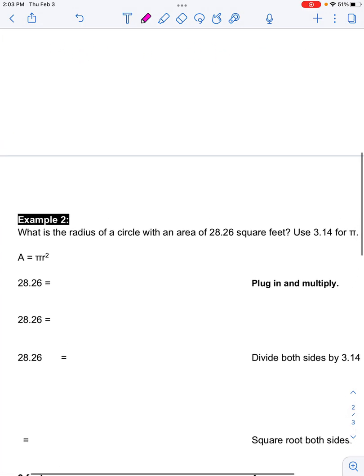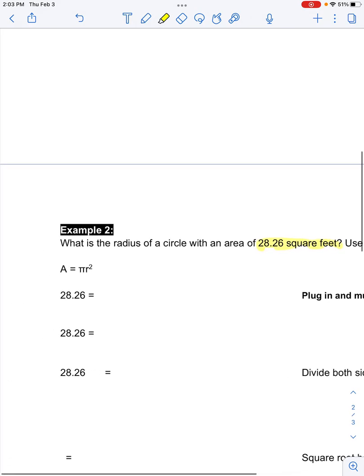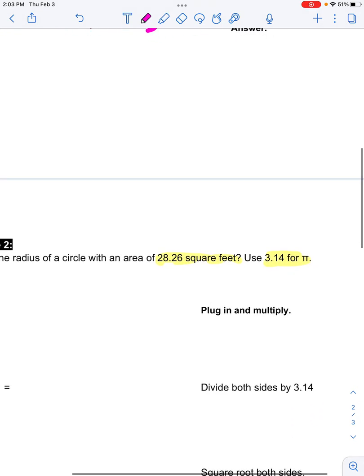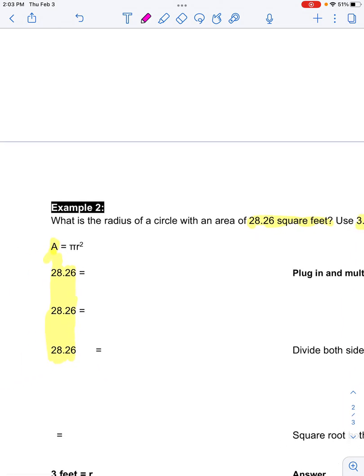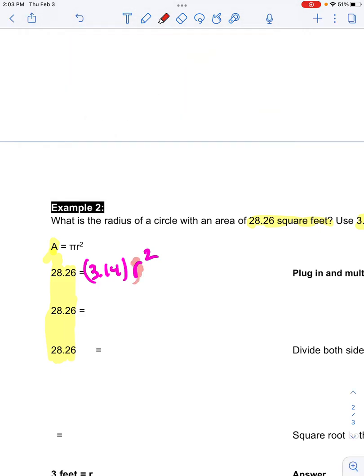What is the radius of a circle with an area of 28.26 square feet? Use 3.14 for pi. So this time, again, we're given the area, so we've got to plug it in for A, and we're going to work backwards to find the radius. So pi is 3.14, and then I have r squared still. So my goal is to separate r squared by itself. And in order to do that, I'm going to divide both sides by 3.14.